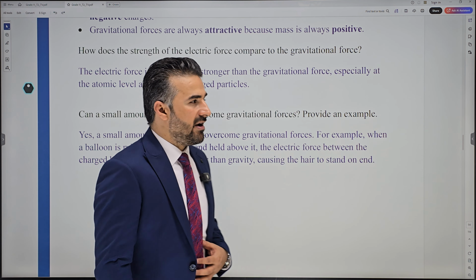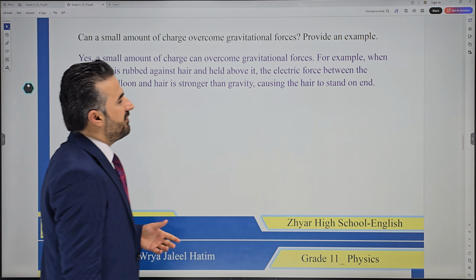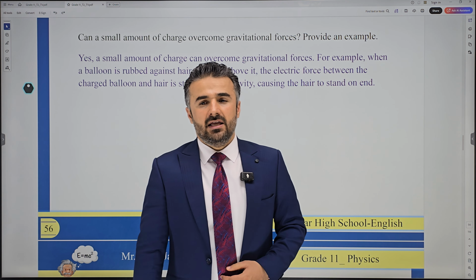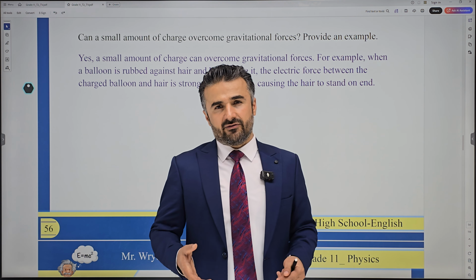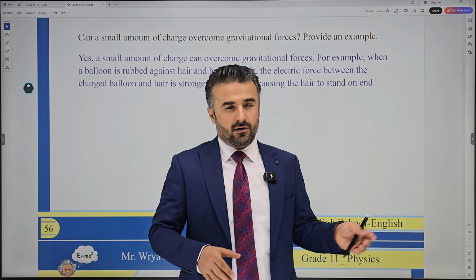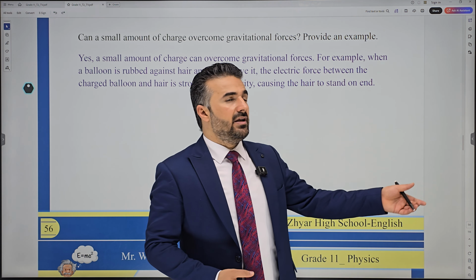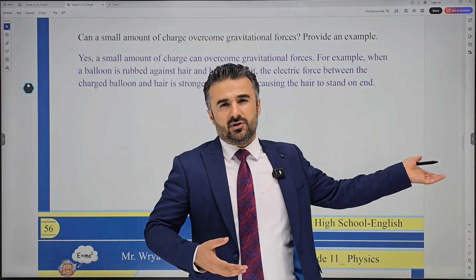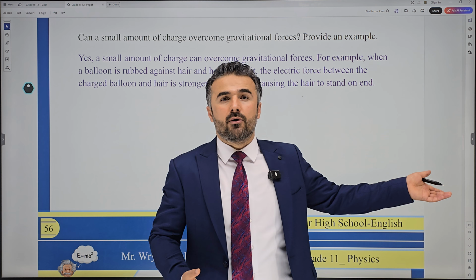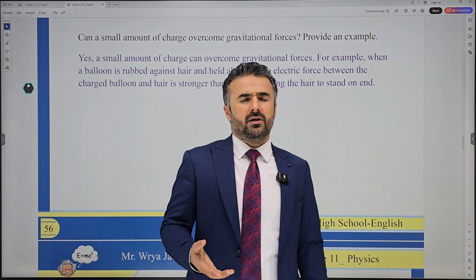Can a small amount of charge overcome gravitational force? Prove or provide an example. Yes, a small amount of charge can still overcome gravitational force. You rub a balloon, and it can stick to the wall, even though the rubbing process only creates a small amount of charge. The balloon sticks to the wall, which defies the force of gravity. It doesn't let the balloon fall downward, right? So that is proof that electrical force is stronger.